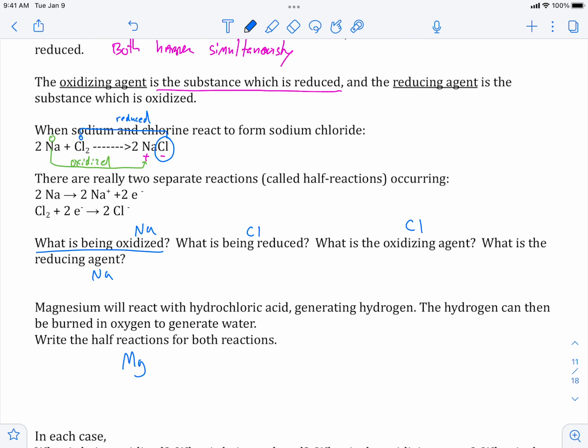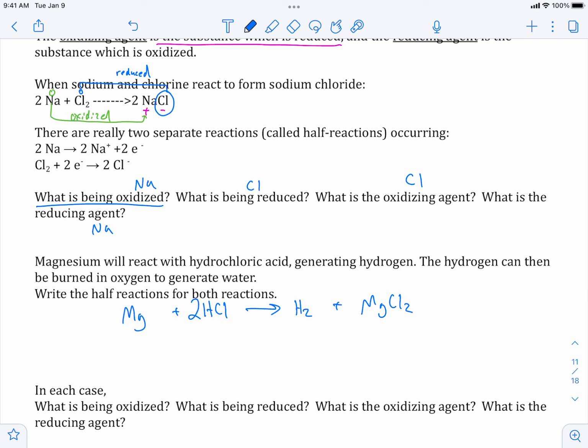Magnesium will react with hydrochloric acid, HCl, forming hydrogen. Now, they only gave me one product. What do you suppose the other product is going to be? Well, we balance it. Let's put a 2 there. Okay.